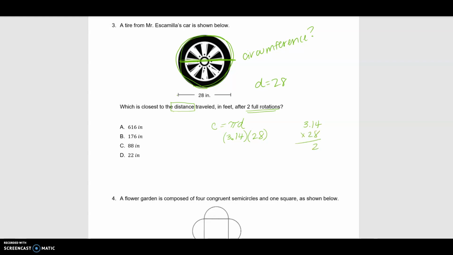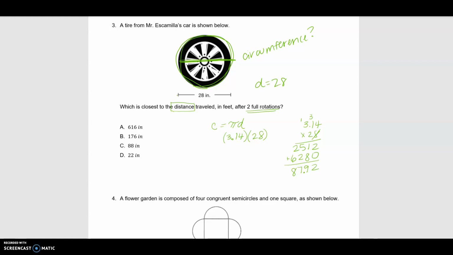Okay, so 3.14 times 28. 4 times 8 is 32. 8, 9, 10, 11. 3 times 8 is 24, plus 1 is 25. I'll put a 0 down here. Cross that out. 2 times 4 is 8. 1 times 2 is 2. 2 times 3 is 6. So 2, 8 plus 1 is 9. 5 plus 2 is 7. 2 plus 6 is 8. 1, 2 numbers to the right. Oh look, it's close to 88, but hang on.